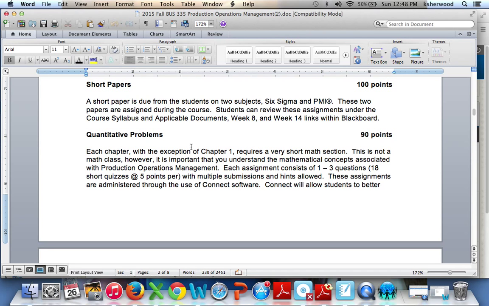Quantitative problems. This is the math part that I talked about. Every week, with the exception of chapter 1, there's a very short math section. There's a quiz linked in the assignments that you have to go through Connect. You're literally only answering 1 or 2 questions, and I just want to make sure you understand the math associated with the chapter. So I set the Connect quiz so that you can have as many submissions as you want.